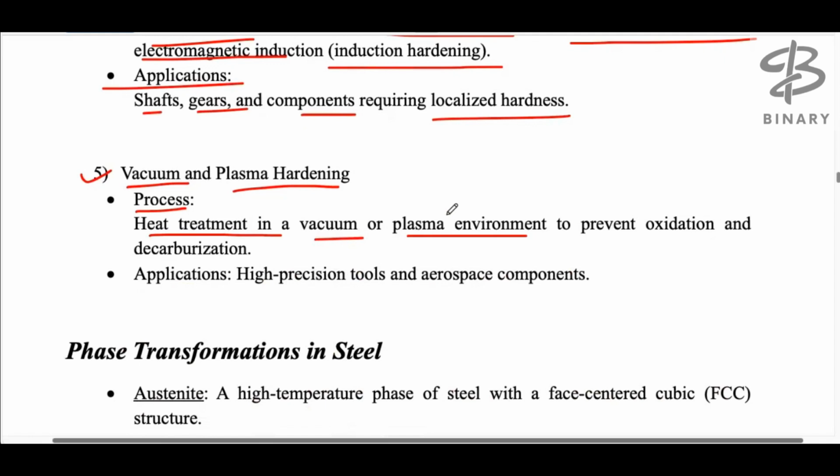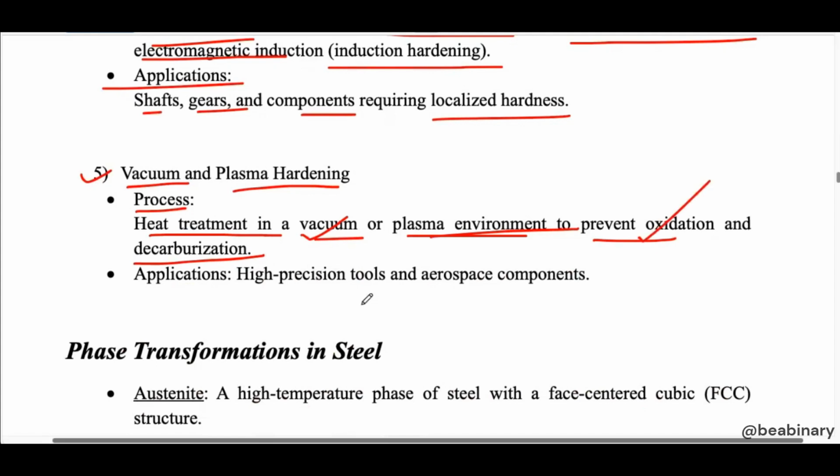Okay, so heat treatment in the vacuum or plasma environment to prevent oxidation and decarbonization. Okay, these are the main targets, so that we can prevent the oxidations.